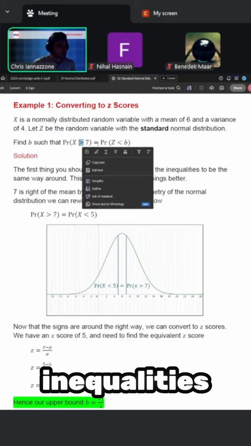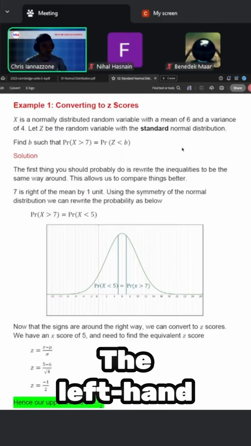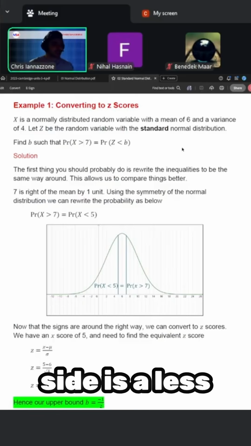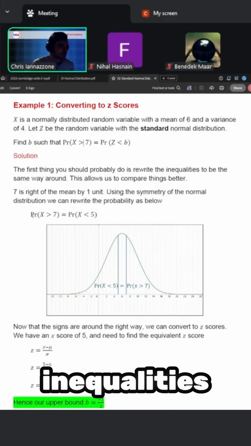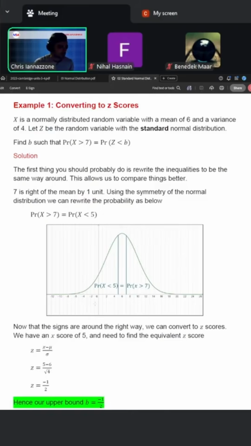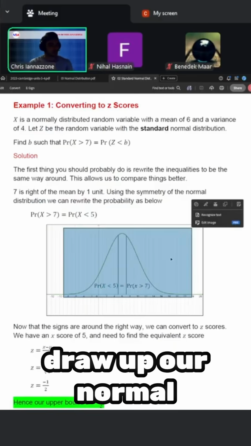And the reason why is because these inequalities are pointing in different directions. The left-hand side is a greater than symbol, the right-hand side is a less than symbol. So one of the first things you want to do is make sure that your inequalities are pointing in the same direction. Well, we're going to draw up our normal distribution.